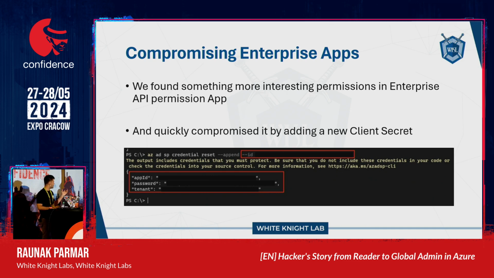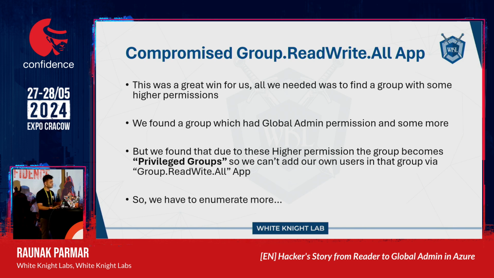I added my own user within that group by using that enterprise app. This was a great win, because right now we have permissions to add users in any group. But there was an issue. Once we found that there is a group which has global admin permissions, we tried to add our user within that group. But because that group had admin permissions, it is called a privileged group. Because it is a privileged group, I cannot add any user with just Group.ReadWrite. I would need admin permissions myself to add any user. So we failed at this point.